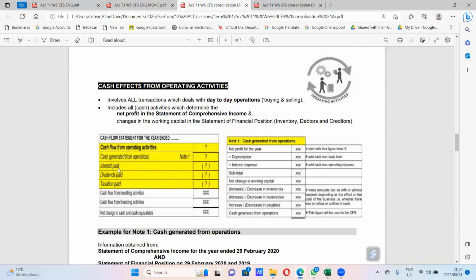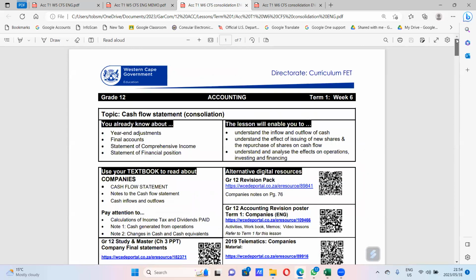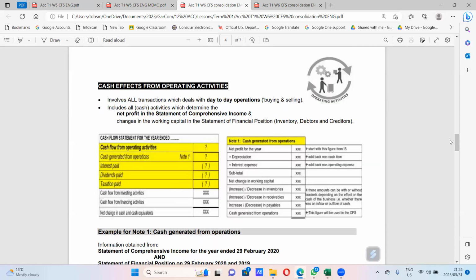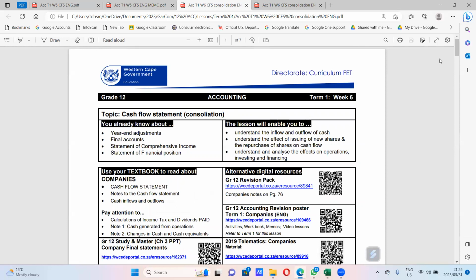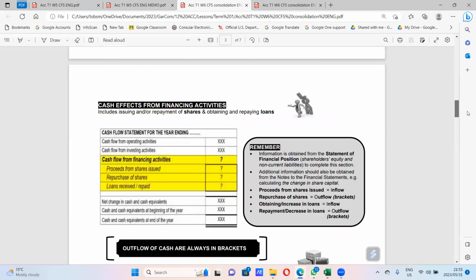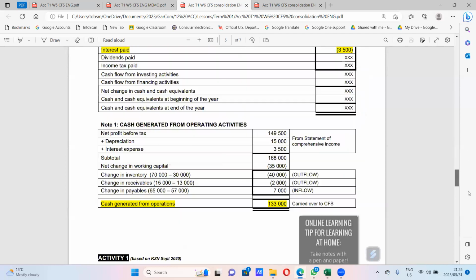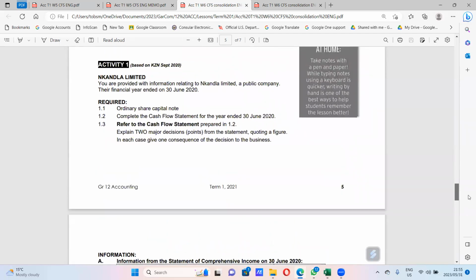So let's see an example. I'm going to use this, week 6 of term 1, which says cash flow statement consolidation. We are going to go to activity 1 and see if we can do that one. It's asked in different ways, but for now let's just go to activity 1. Activity 1 starts from page 5. We're not going to do the ordinary share capital note because we've done that in previous lessons.